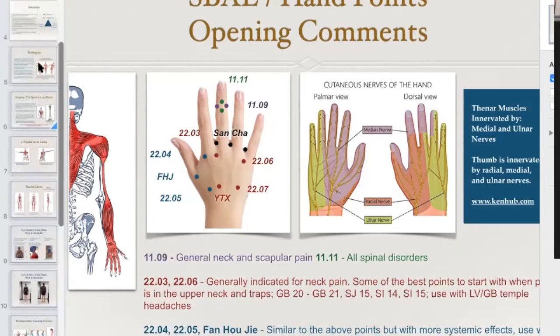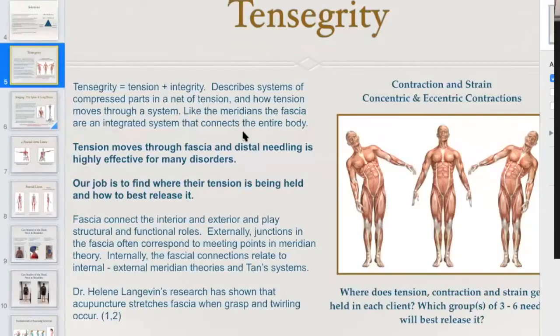I want to go back to some things. I don't want to spend too much time talking about tensegrity because I've spoken about this before, but tensegrity is a word that consists of two words, tension and integrity. It describes systems of compressed parts in a net of tension, or basically, tensegrity has to do with the way that we hold tension in our bodies. And everyone holds tension differently. Some people hold it in their shoulders, some in their abdomen, some in their chest, some in their hips and pelvis.